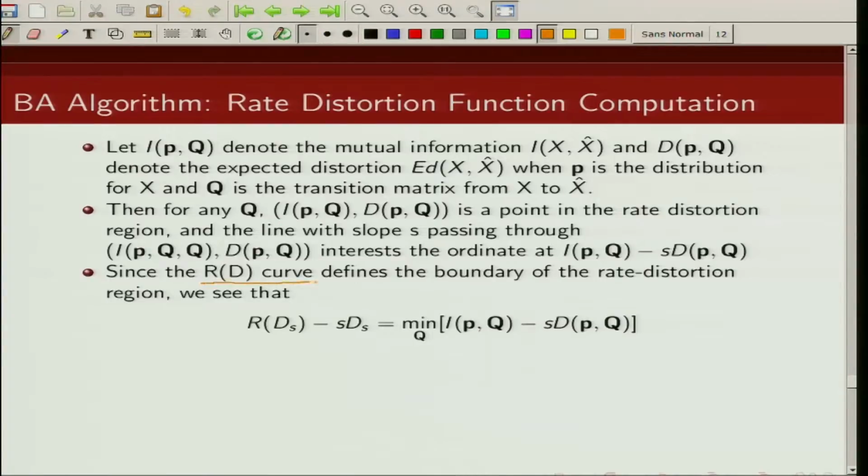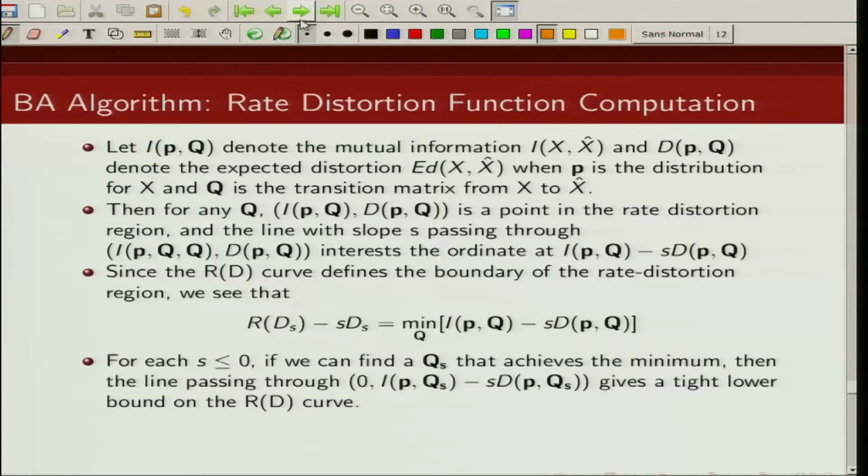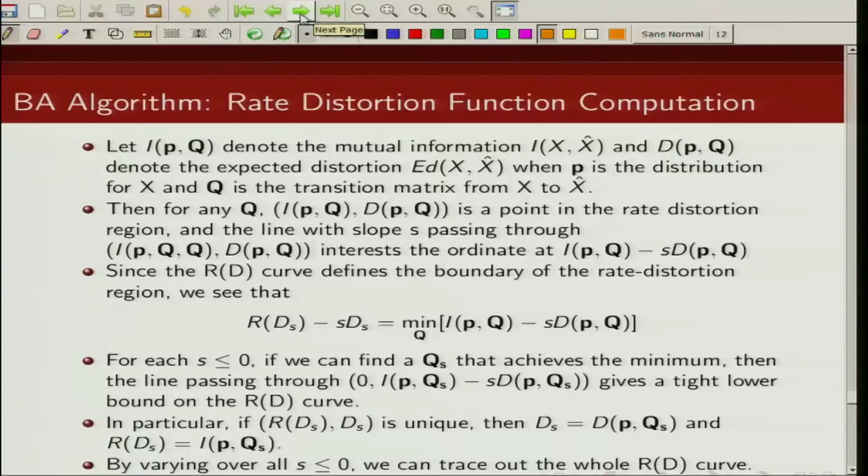Now since this rate distortion curve defines the boundary of the rate distortion region, we can write this as minimizing mutual information minus s times this distortion, minimizing over Q. So for each s less than or equal to 0, we can find a Q of x such that this is minimized. So we can find a Q_s that will achieve this minimum value. Then a line passing through this point is going to give me a tight lower bound on the RD curve. And if I do this for all s's, I essentially can trace out this rate distortion curve.